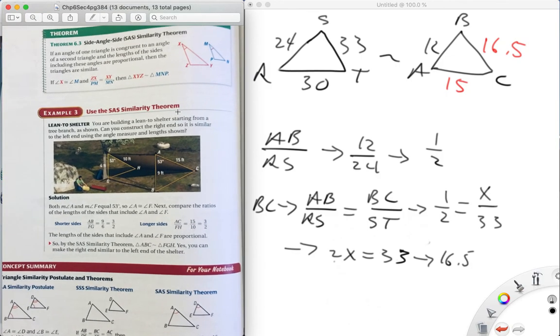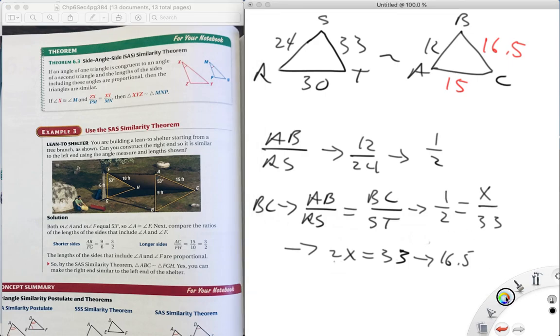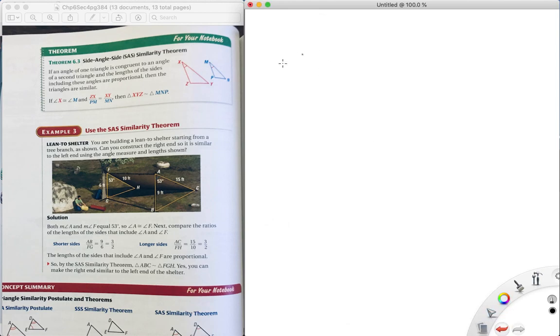Alright, and this leads us to our last theorem of the day, which is side angle side similarity, which says that if two triangles are similar, the two sides and the included angle of one, just like side angle side, have to be proportional and congruent.